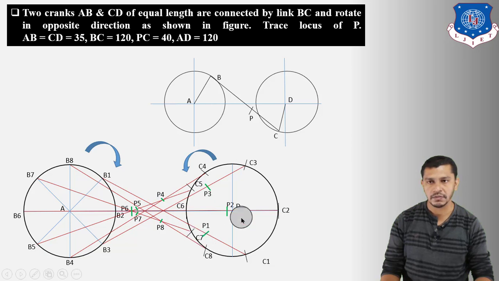So this P1, P2, P3, P4, P5, P6, P7, P8 will give us the locus of point P. So draw the freehand curve passing through these points, which will be the locus of point P, which is 40 mm away from point C, which is on the link BC.